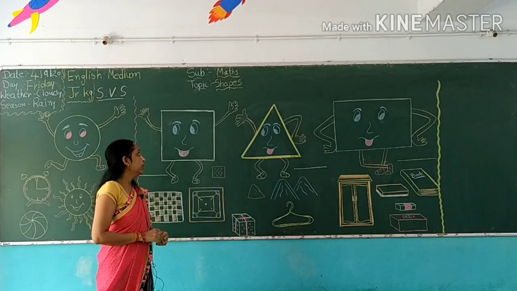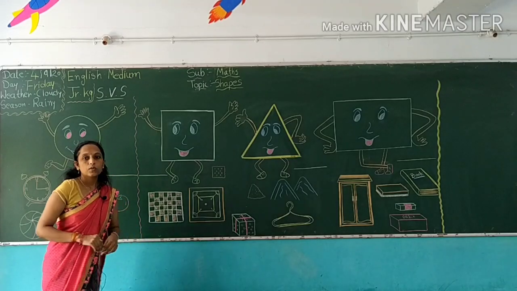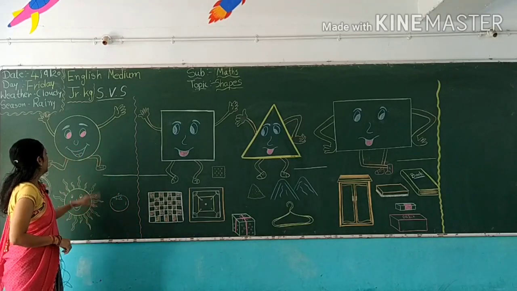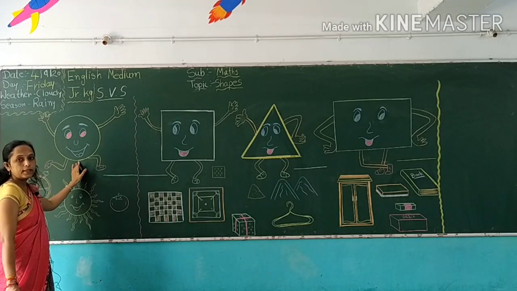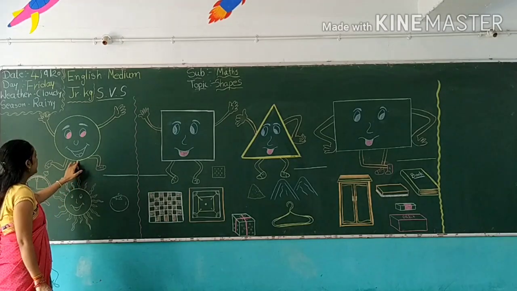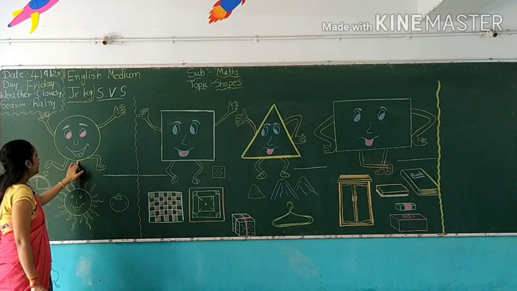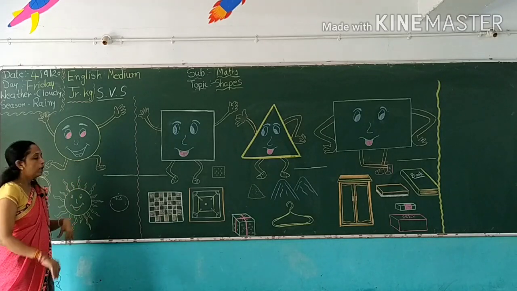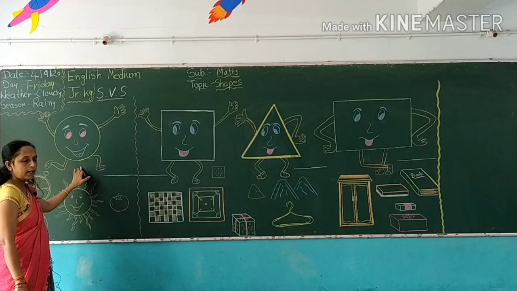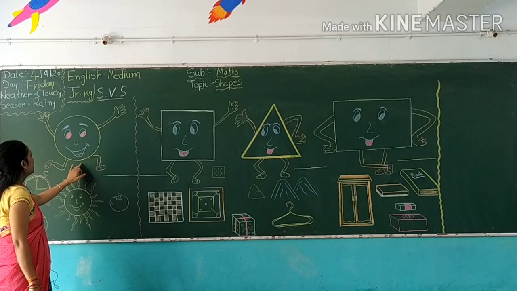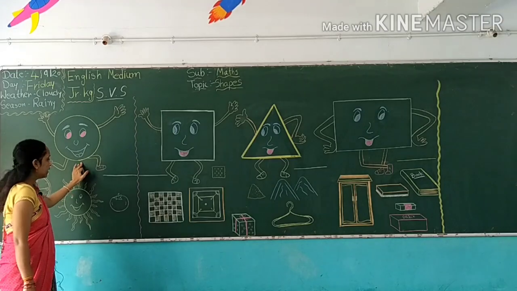Today I am going to teach you shapes. So student, look here. Our first shape is circle. Which shape is this? This is a circle. It has no side and no corners. So this is a circle.